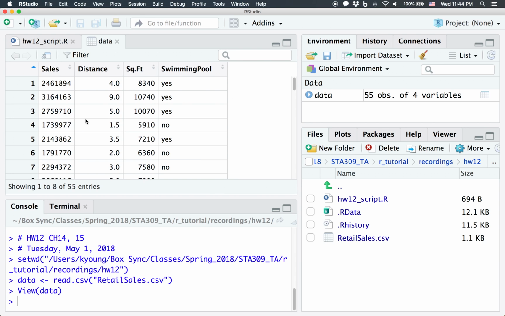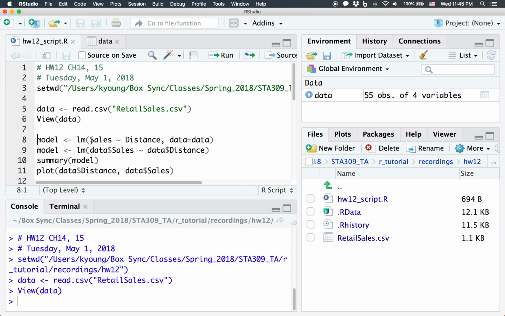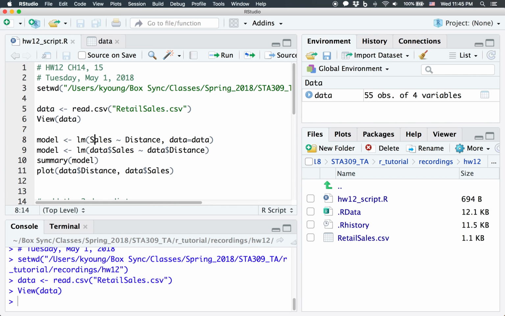So we're just gonna look at these three variables: sales, distance, and square feet. So the problem here, or the question here, is to come up with a linear model which predicts the sales in terms of distance and the square feet. So we start forming the regression model by the lm function. This is our y variable, the response variable, and then the distance is the predictor.